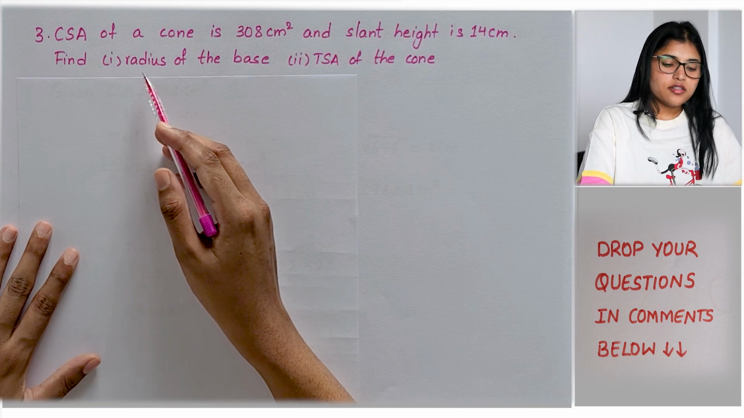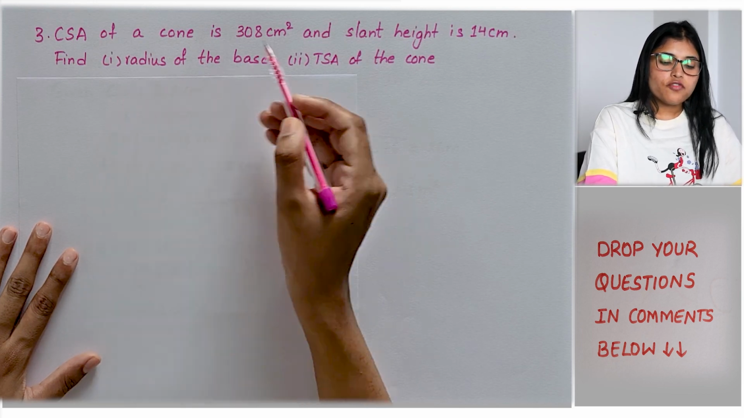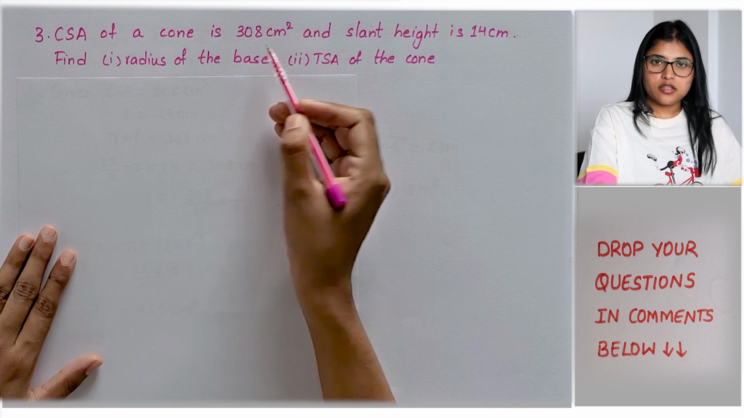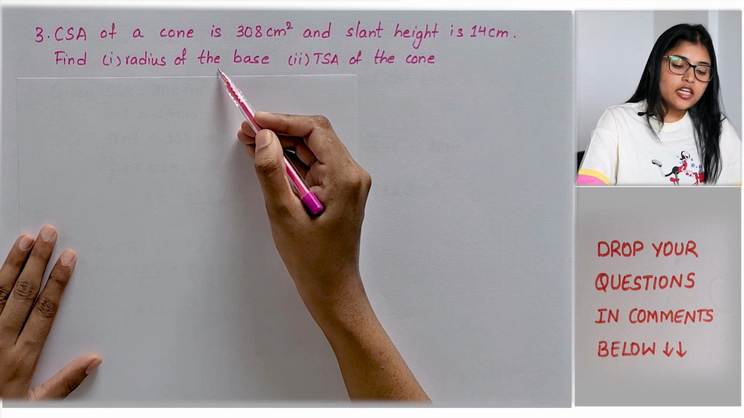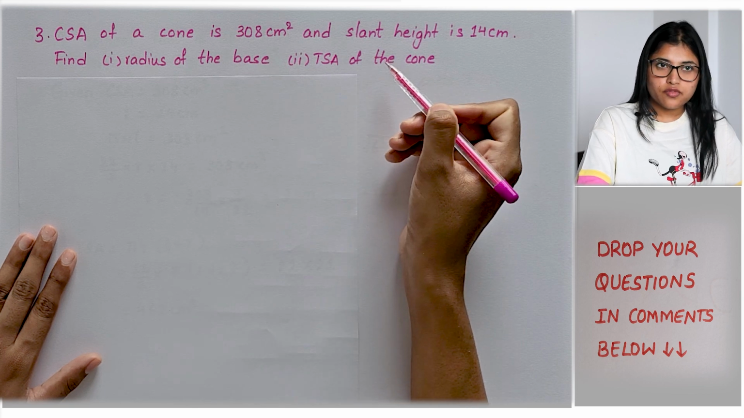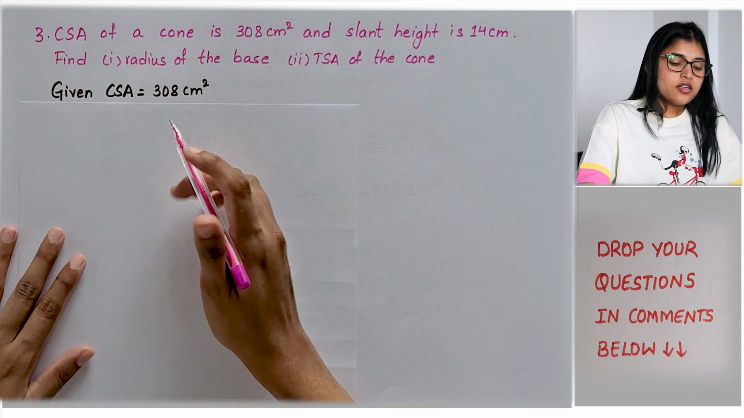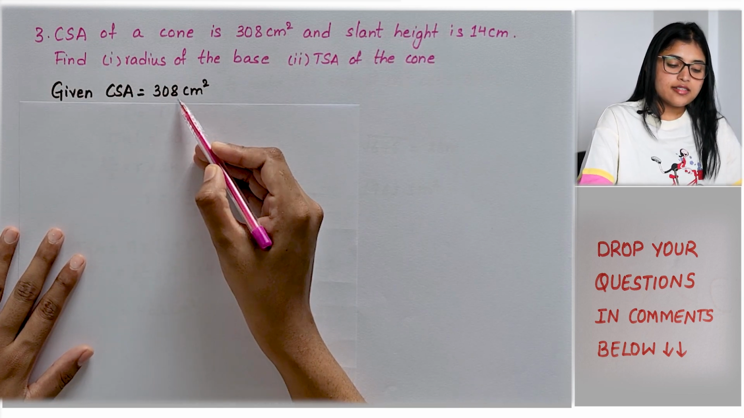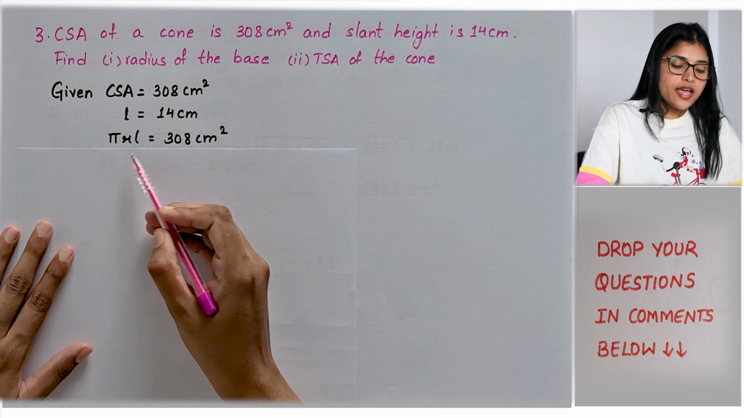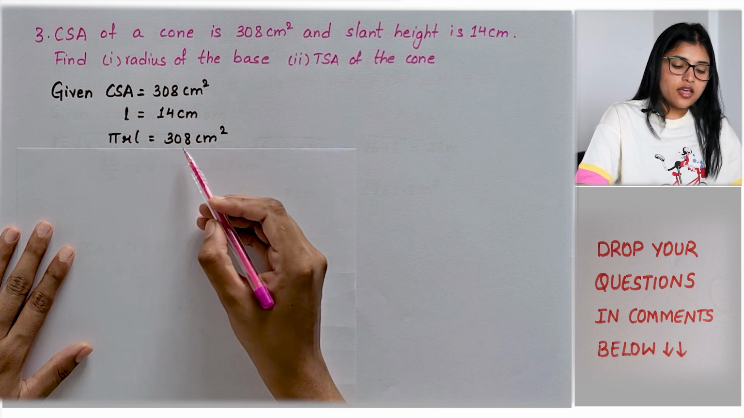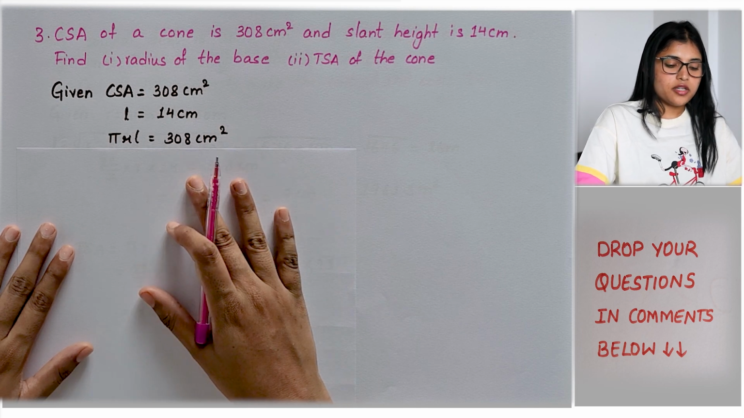In the third question, we are given curved surface area of a cone as 308 centimeters square and slant height is 14 centimeters. We have to find the radius of the base as well as the total surface area. So we know that curved surface area is 308 centimeters square, slant height is 14 centimeters. Pi RL, that is curved surface area, I can equate it to 308 centimeter square.